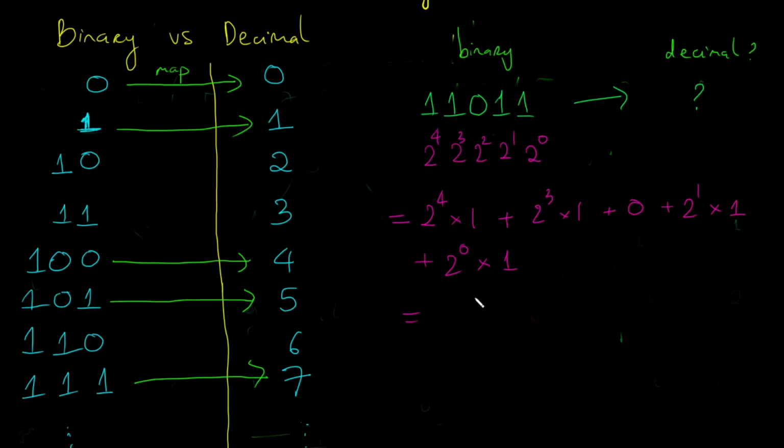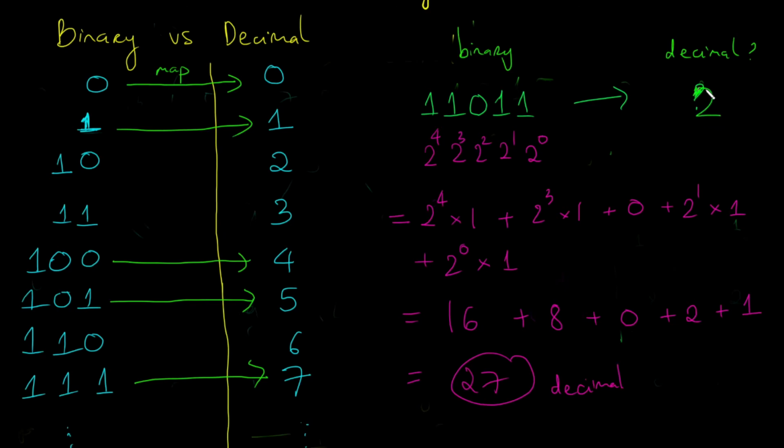So from this, this thing right here is 16. This thing right here is 8. You have 0. This one is 2, and lastly right here is 1. So when you add all these numbers together, what do you have? You have 27, and this is the decimal version of this number. So the answer right here is 27.